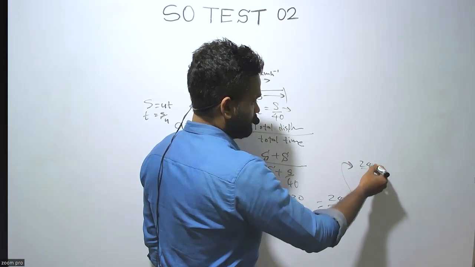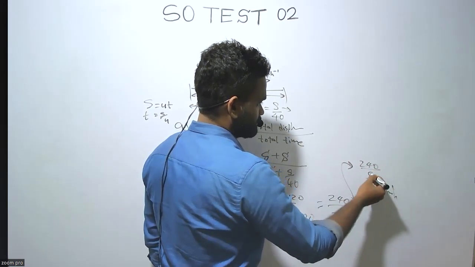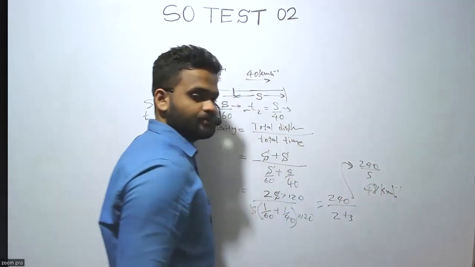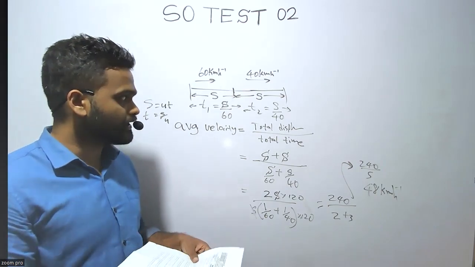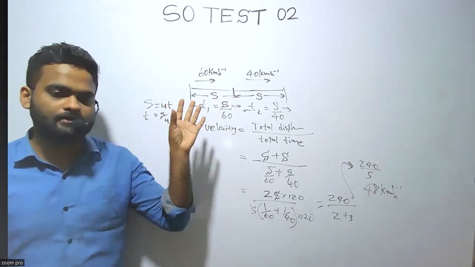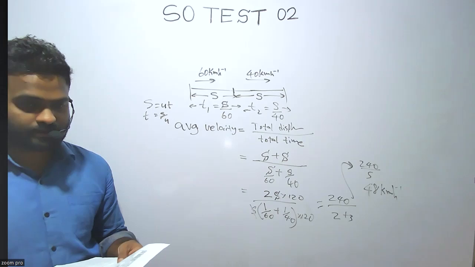So what is it? 5, 8. Sorry, 48. 48 kilometers per hour, right? You didn't have to convert this into meters because everything is in kilometers and hours. Okay, so just 48 kilometers per hour, second answer.